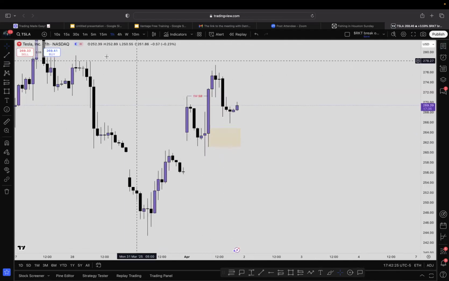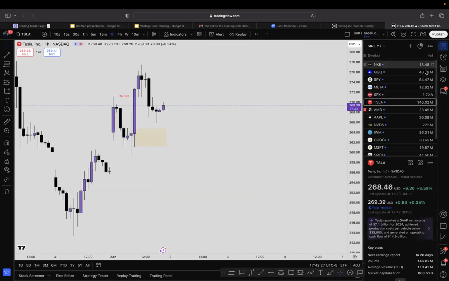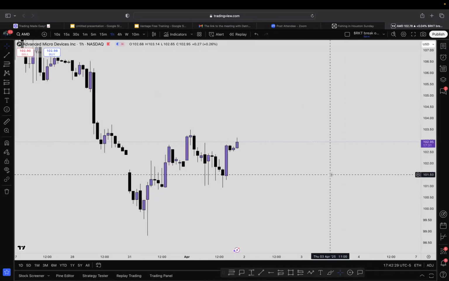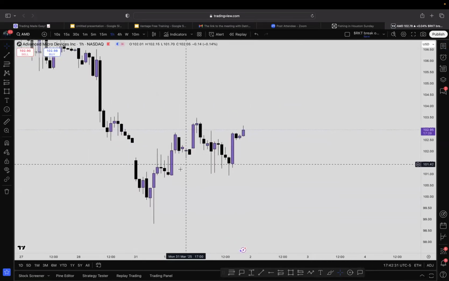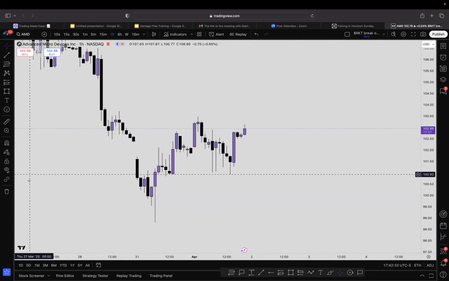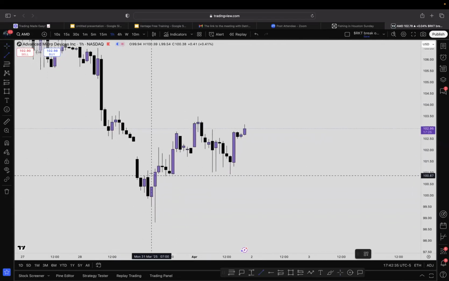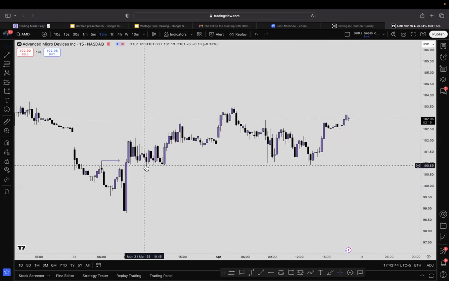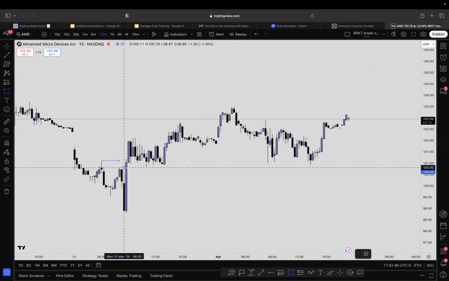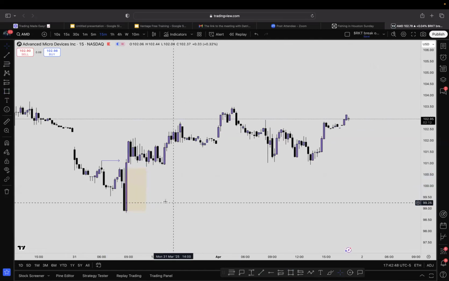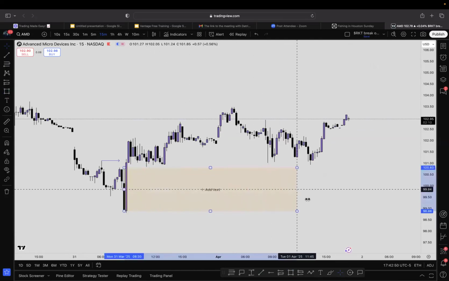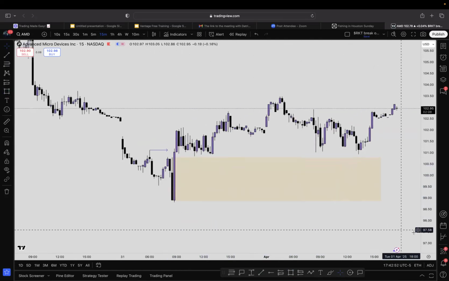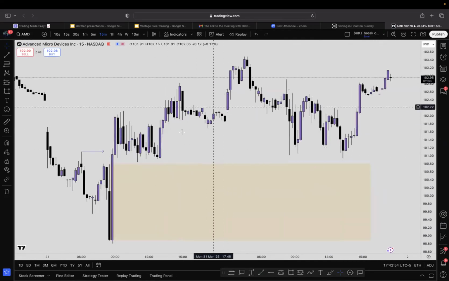All right, Tesla, I think we already did this one. AMD. All right, on a 1 hour, we see our shift is here. Don't necessarily see any demand zone right there. So let's go down to a 15. And we see we have a demand zone here, right in orange. Now with this, we see price never came down and tapped demand, but we still went higher.